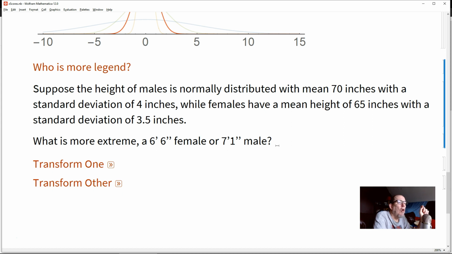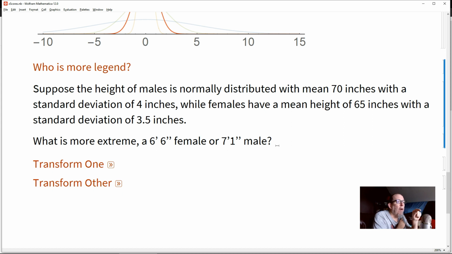And here's my question. What is more extreme? A 6-foot female, so a female who is as tall as I am, or a 6'6" female? I guess I'm more like 6'5" now, but there was a time I was 6'6". A 6'6" female or a 7'1" male. What is more extreme? Well, it's certainly the case that 7'1" is taller than 6'6". But my question is more subtle. Which is less likely to happen? If I go out and see some people on the street, what am I less likely to see? A 6'6" or taller female, or a 7'1" or taller male?